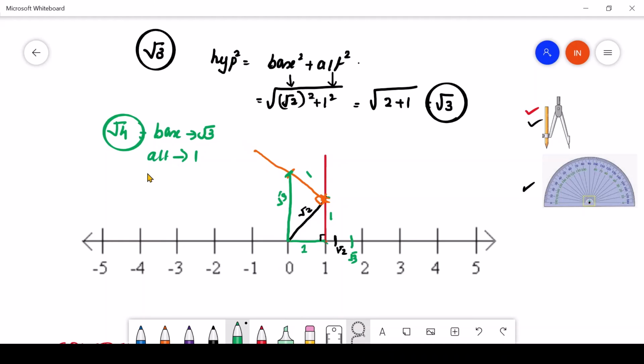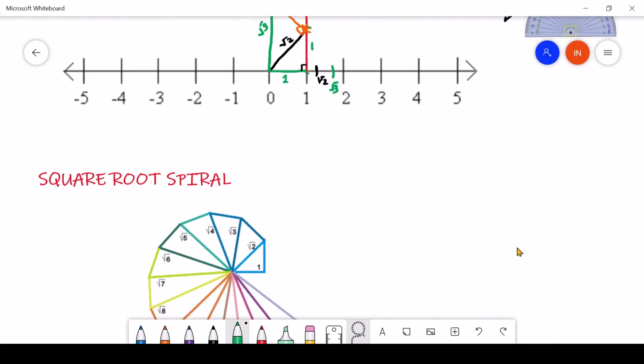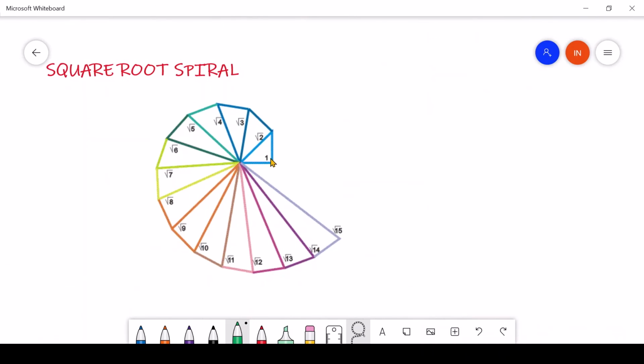So if you are doing like that, you will get a spiral shape that I will show you, square root spiral. See, you can see here we took 1 and 1, you got a root 2. Again, we took root 2 as the base and 1 unit as the altitude, you got root 3. Again, you took root 3 as the base and 1 unit as the altitude, you got root 4. Same procedure, you can proceed and you can go ahead finding other roots, right? So you can check how it will be when we plot it on a sheet of paper.